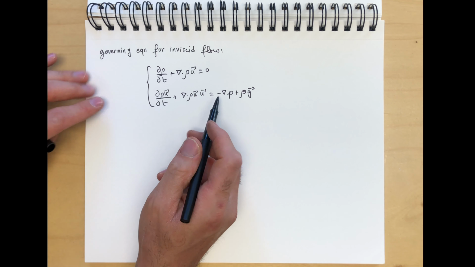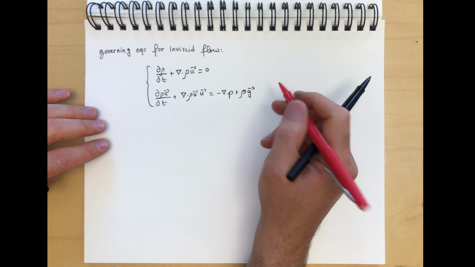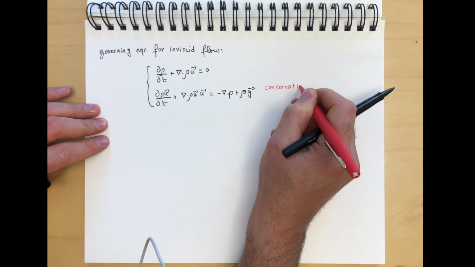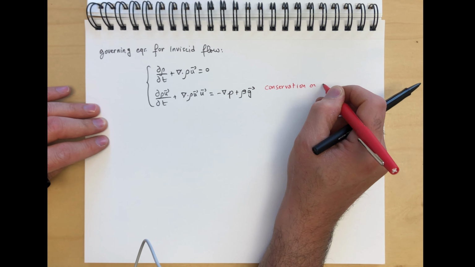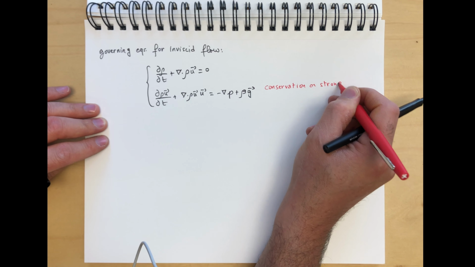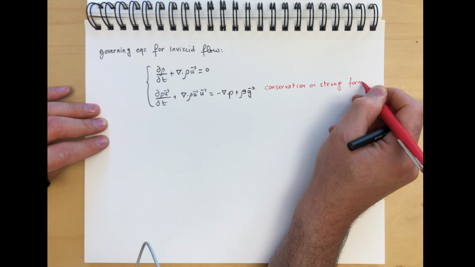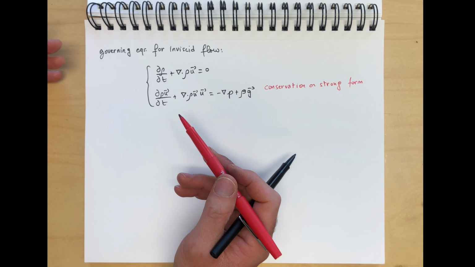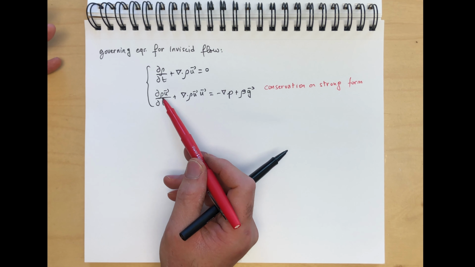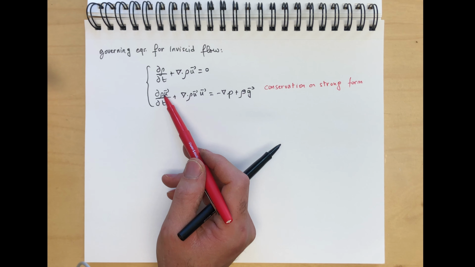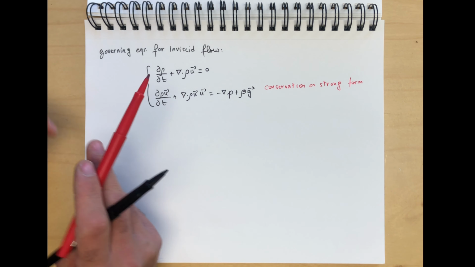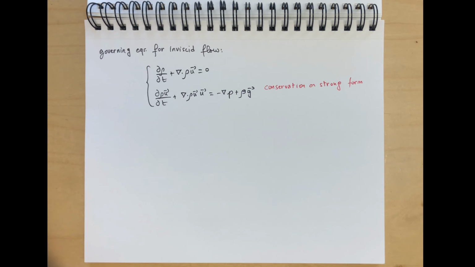Now, this form is what's called the conservation or strong form of the equation. It just says that you're transporting the conserved quantity, and what's conserved here is momentum. Okay, so that's momentum per unit volume, that's rho u, that's what's being conserved here. But there's another form that we can turn this equation to.